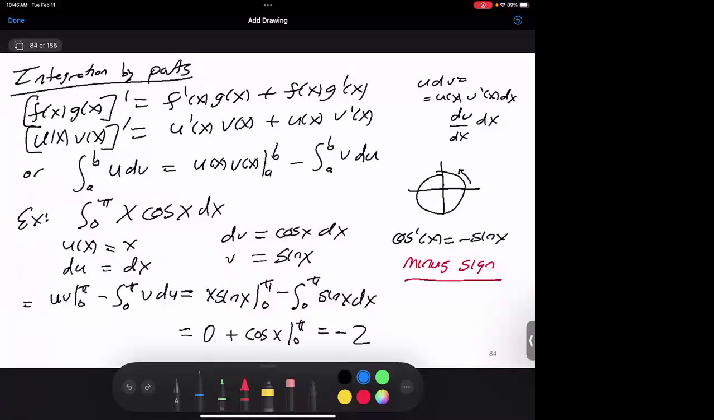So all of the integration rules come from rules from differentiation. Somehow we know how to do a derivative and we can convert that to a rule about integration. In differentiation, we would have (fg)' is f prime g plus fg prime. When we write it as an integration rule, we replace f with u and g with v, and we get u prime v plus uv prime.